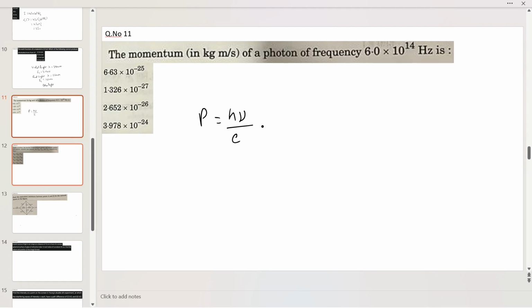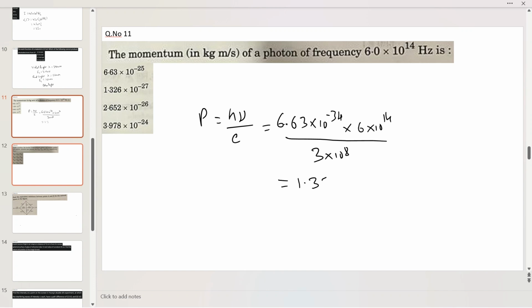H is the Planck's constant, so this will be 6.63 into 10 to the power of minus 34, into the frequency, which is given as 6 into 10 to the power of 14, divided by 3 into 10 to the power of 8 meter per second. That's the speed of light. When you solve it, you are going to get 1.326 into 10 to the power of minus 22.